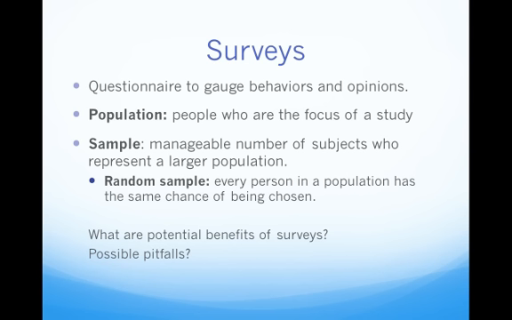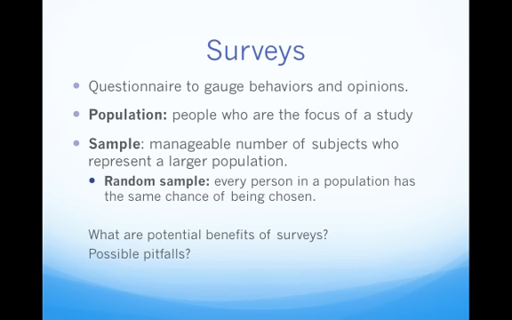So let's look at surveys. One method that you can use is a survey. And a survey is quite simply a questionnaire to gauge behaviors and opinions. And for example, one of my previous students actually had a survey and doled it out around campus to see what it is that their fellow students thought about twerking, and if they thought it was a good thing or if they thought it was a bad thing.